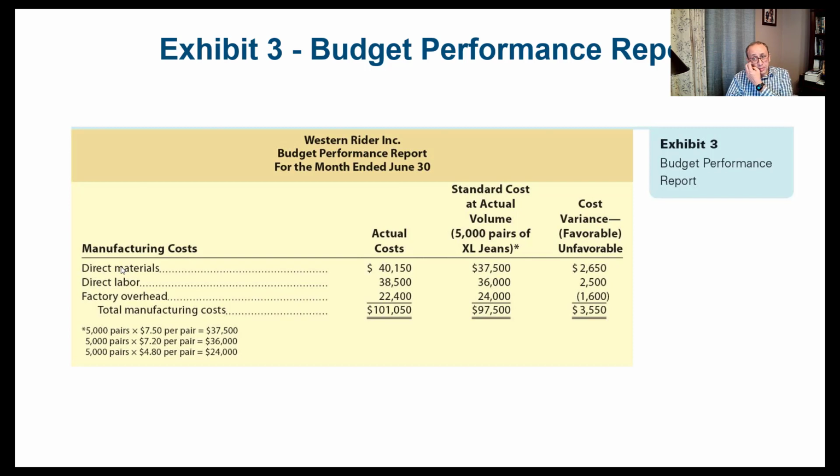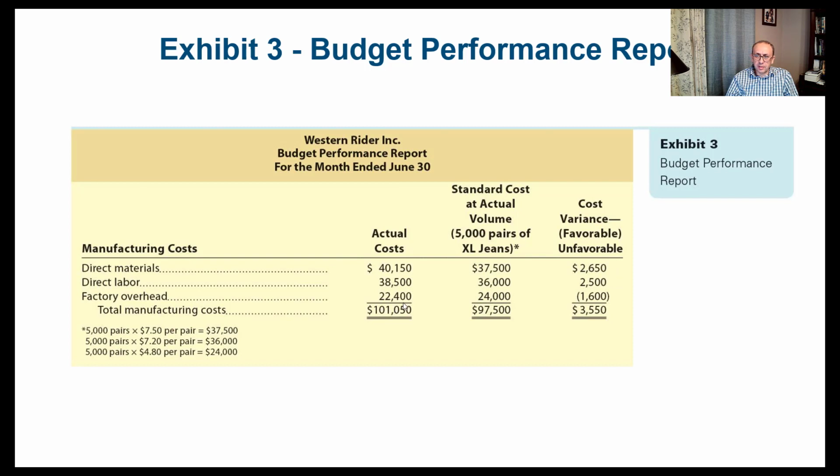So for direct material, you can see here that the actual cost was 40,150, based on the standard cost based on actual volume of 5,000 pairs of jeans. It should have been 37,500. So you can see here that that's actually unfavorable because our actual cost was more than the standard. So we have a positive value here, and that's an unfavorable situation.